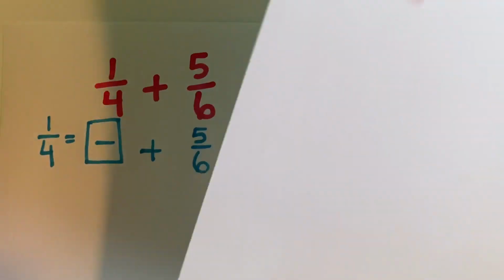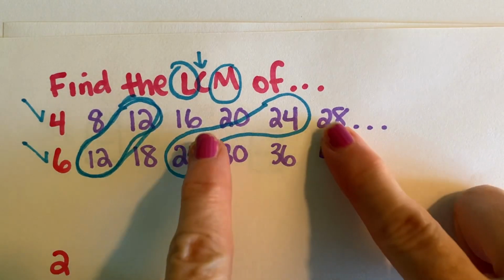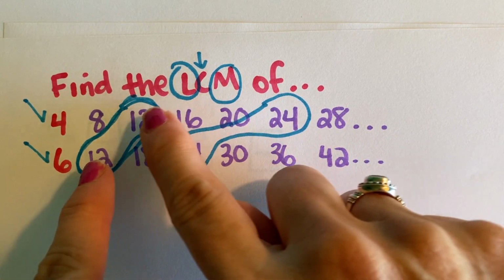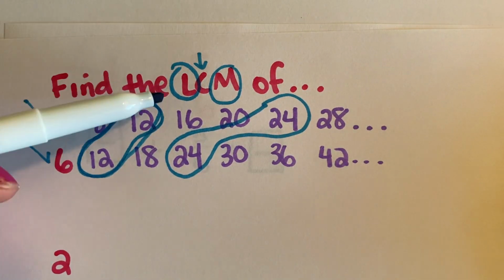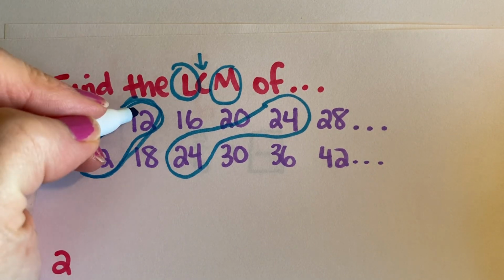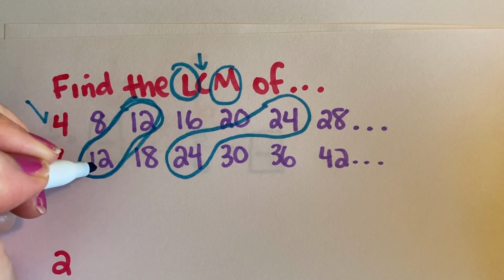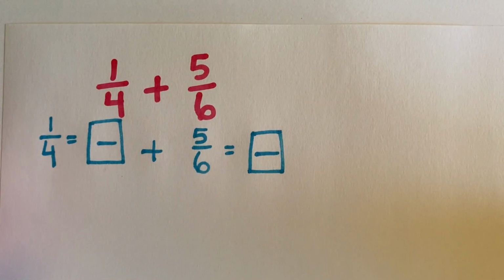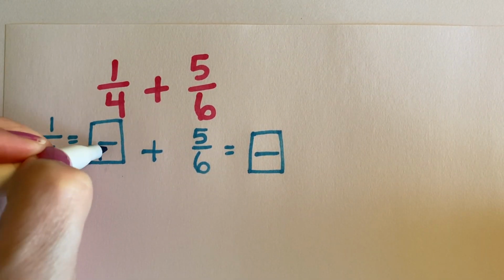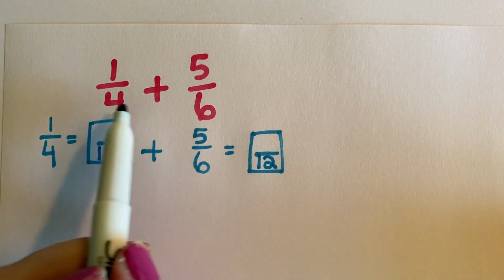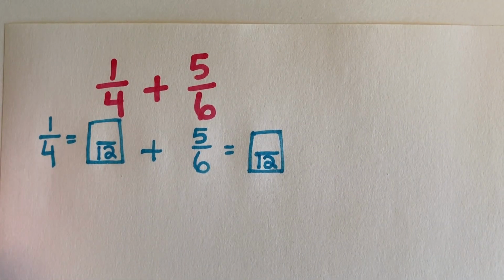In fact, if you look back at our multiples, sure enough, they both have 24 in common. But there's something smaller they have in common, which is that 12. You can grow a 4 to a 12 by multiplying by 3, and you can grow a 6 to a 12 by multiplying by 2. So if you want to keep the numbers smaller and easier to work with, you could use the least common multiple, 12. Now, if you use 24, that's fine too. You'll just be working with larger numbers.